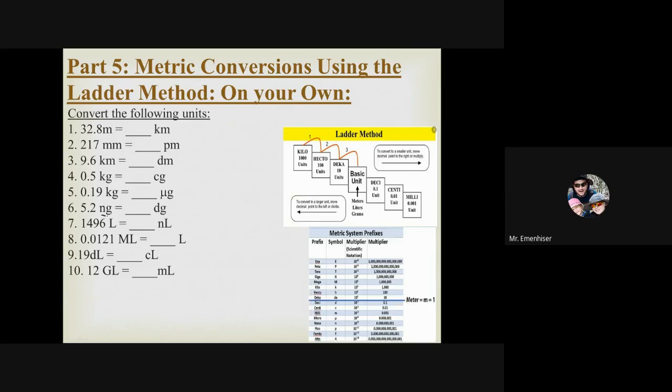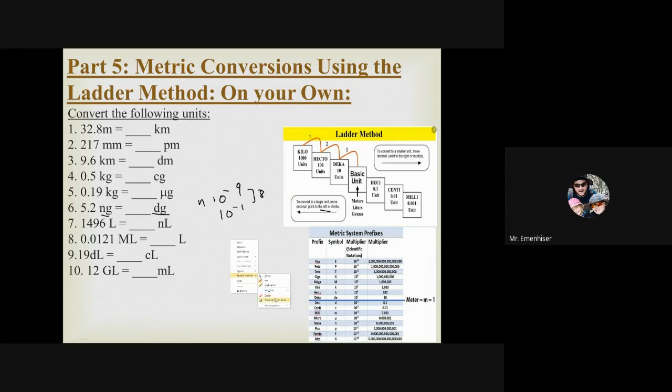Next one, nanograms to decigrams. Nano is 10 to the minus 9. And deci is 10 to the minus 1. So that's a difference of 8. So you're going to move your decimal place 8 times to the left because it's a bigger unit that you're going to. So take 5.2, move that decimal place 8 times to the left.